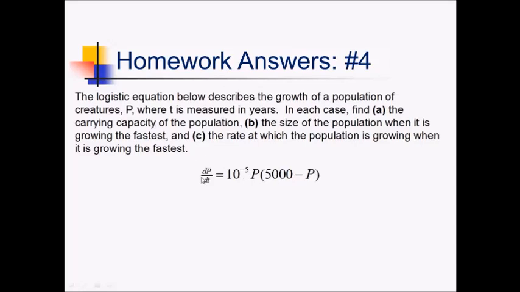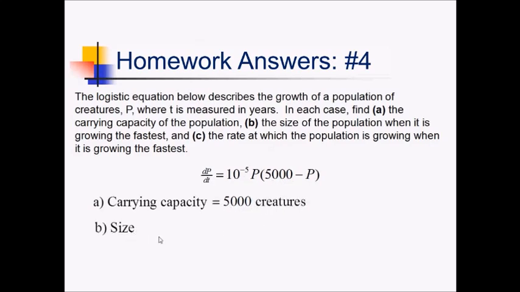On this problem, we're given this logistic equation describing the growth of a population of creatures, and we want the carrying capacity to start off with. This is already in k p times m minus p form, although this is kind of a weird k value, but hey, let's roll with it. So that means we have a carrying capacity of m, whatever's here, this 5,000 value, so 5,000 creatures.